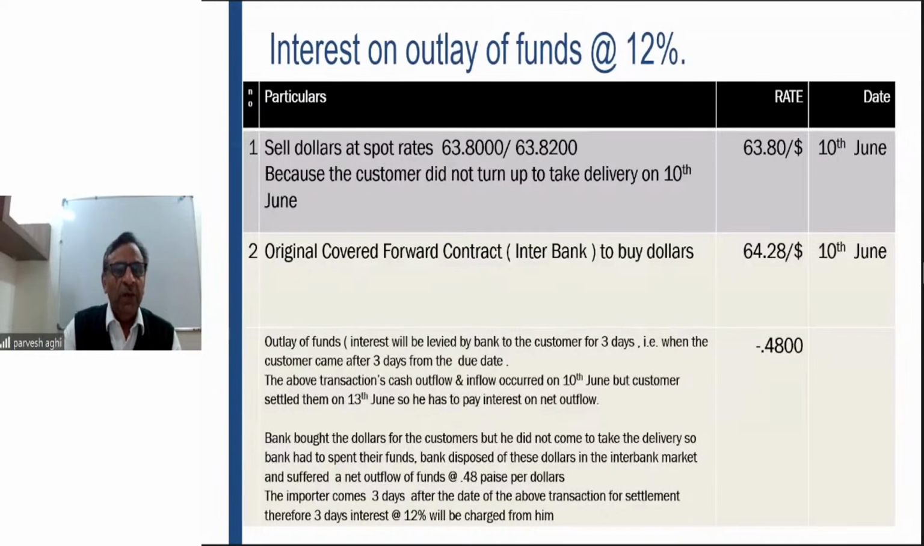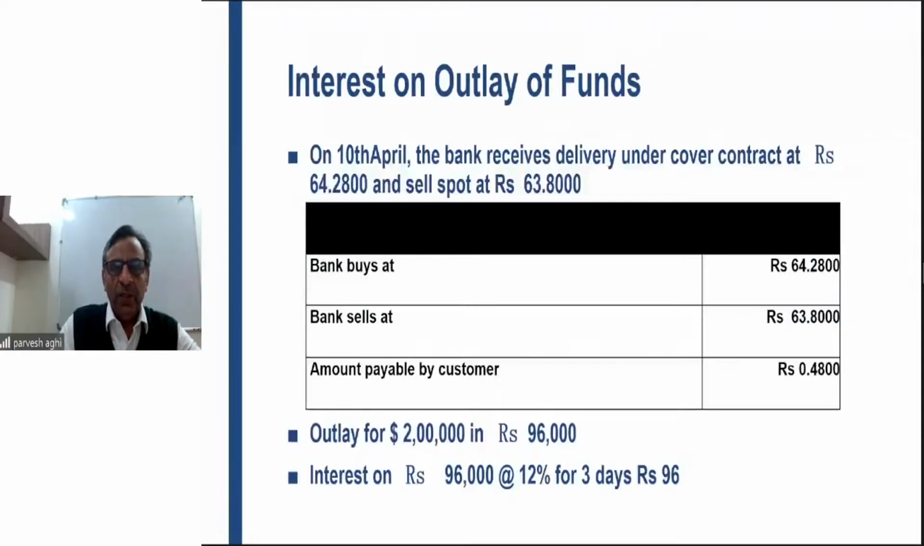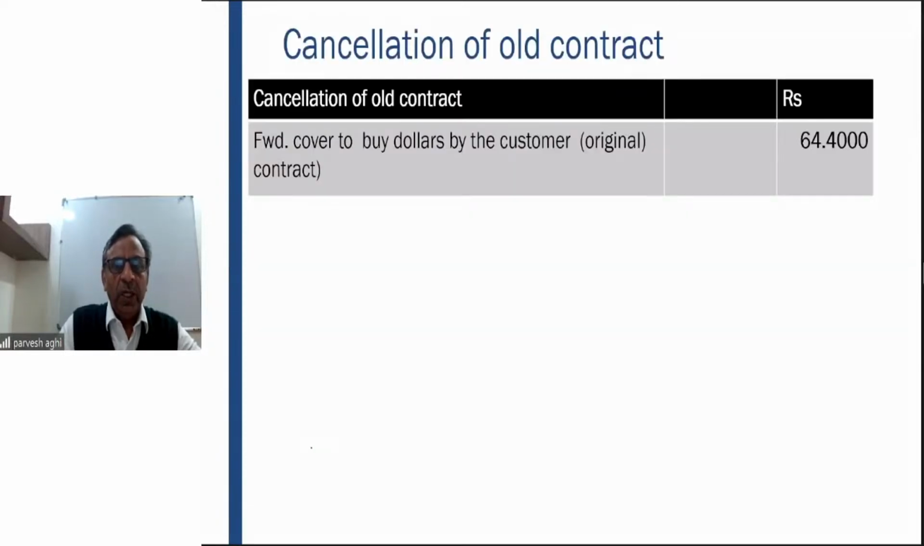Okay. So then there was an interest on outlay of funds because you approached the bank only on 13, on 14. Okay. So the bank has already entered into transactions on 10. So there were inflow and outflow to the bank. So extra outflow was 0.48. So they're going to charge you 3 days interest on that. So they charge you 3 days interest, which was 96. And then the old contract was cancelled.